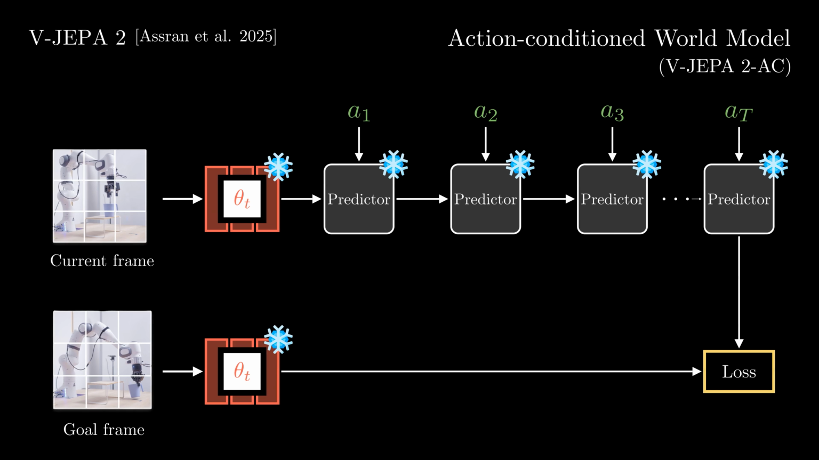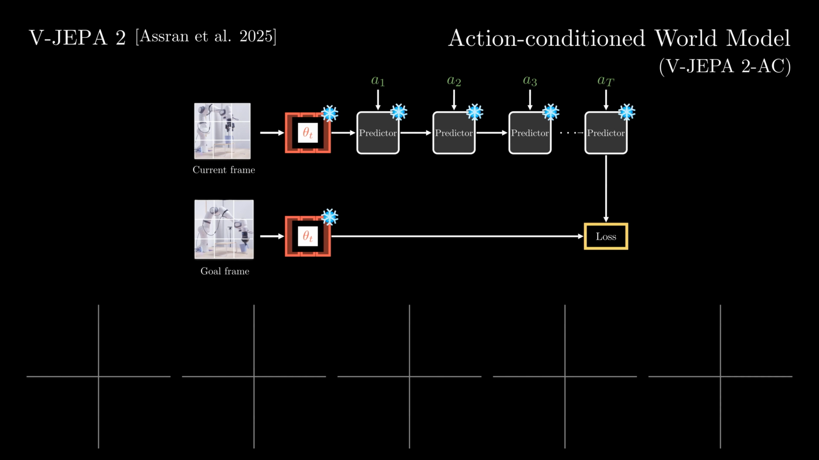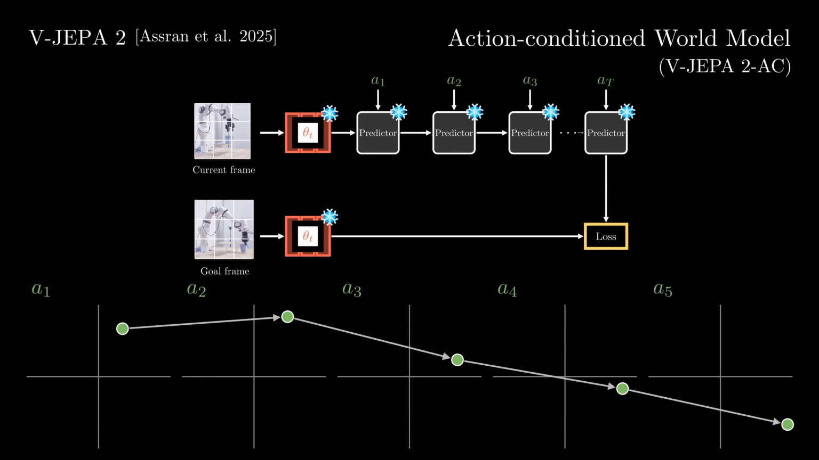Let's walk through a simple example to make this concrete. Imagine a 2D action space and 5 time steps. Assume this is the optimal sequence of actions for completing our task. How do we find this optimal action sequence? Here is a simple approach.